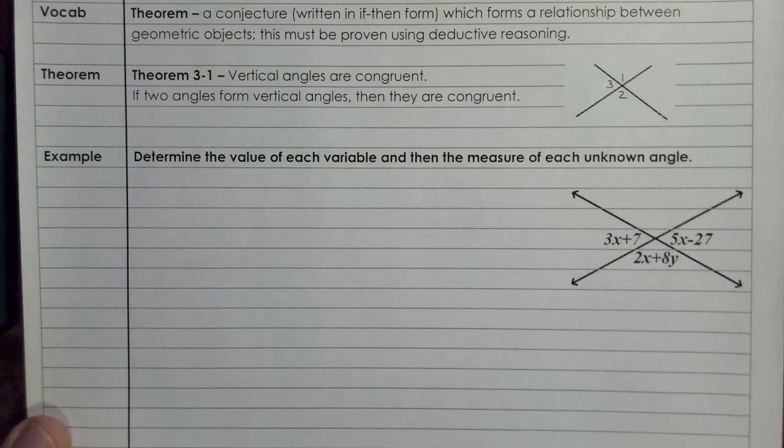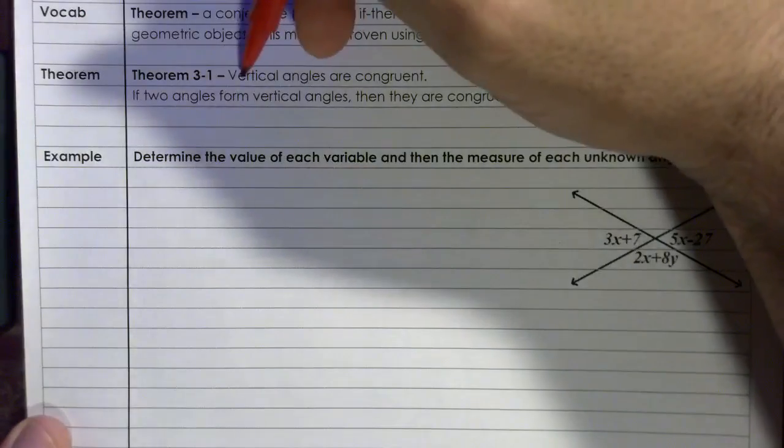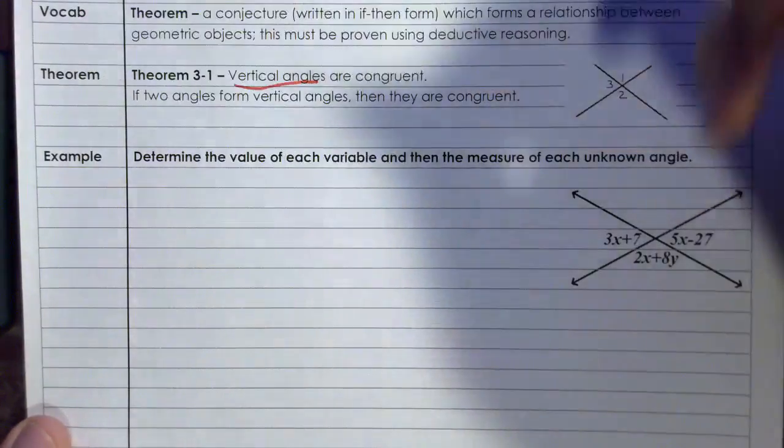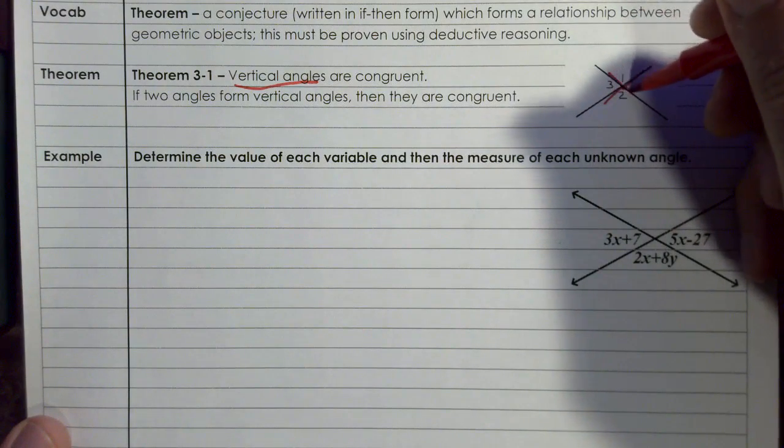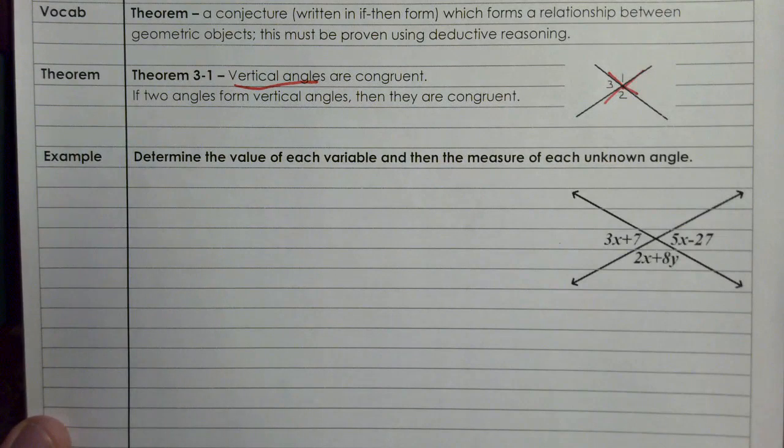Hi, in this video we're going to be showing angles that are congruent. The first pair that we're going to look at are vertical angles. So in our diagram right here, angle 1 and angle 2 are both vertical angles, and they should be congruent because they make that cool little X thing.